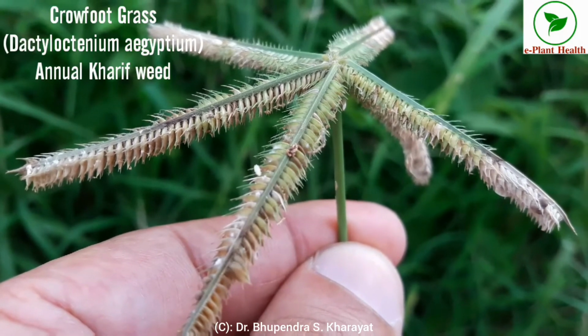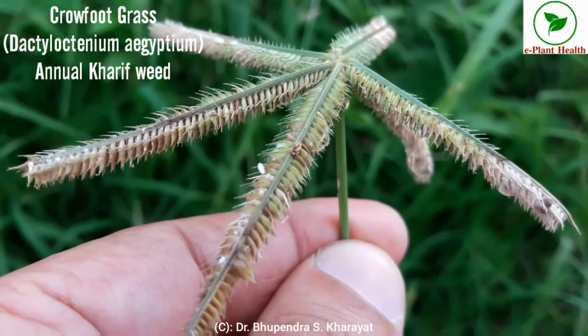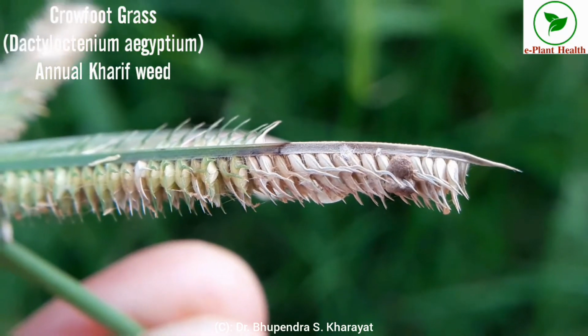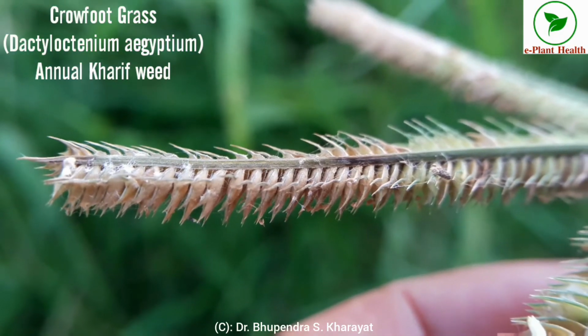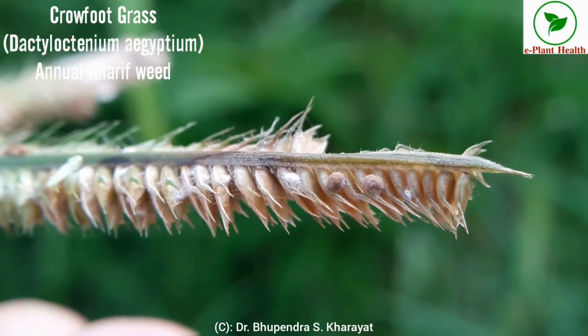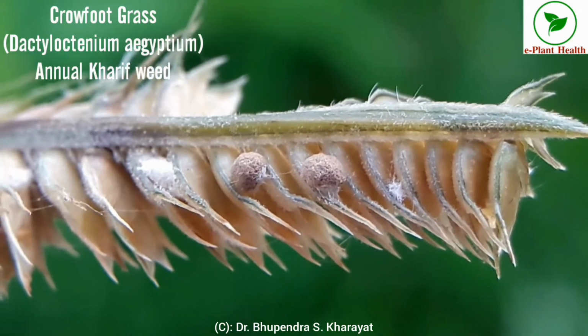This one is Crowfoot Grass. This grass is annual and about 10 to 40 centimeter long in height, and this is also Kharif season weed.